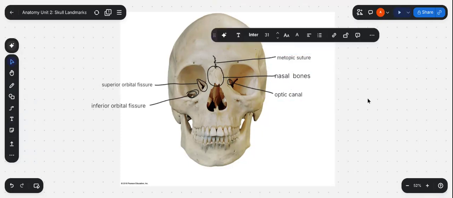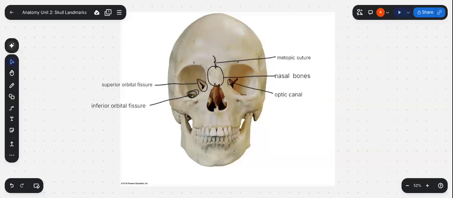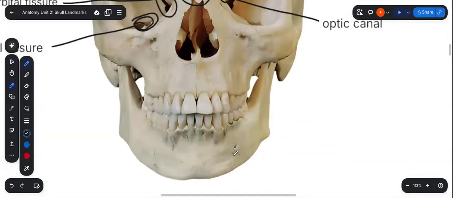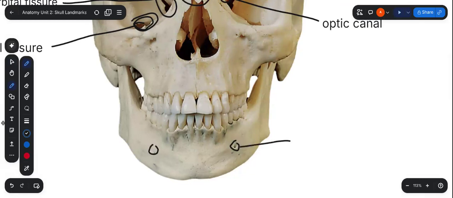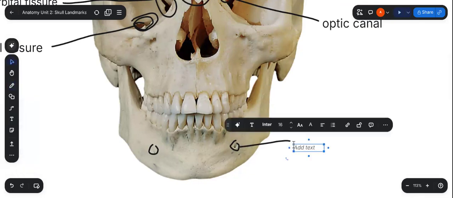All right, next up, you have your mental foramen. Foramen always refers to a hole, so you can see that there's a hole here, and then there's also a hole on the other side. That is your mental foramen, and it is part of your mandible.